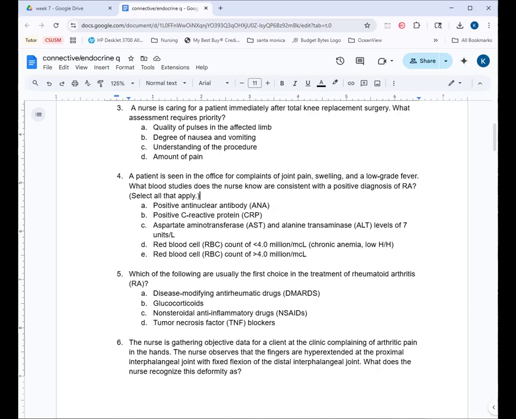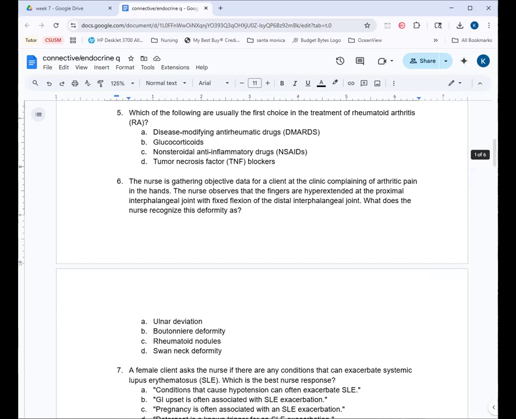All right, cool beans. So yeah, A, B, and D. So you expect to see a positive ANA, you expect to see inflammation like a CRP or ESR, and you expect to see that anemia, the red blood cell less than 4. Chronic anemia, low H and H. And yeah, I don't think I have much else to say on that one, to be honest. It is just that.